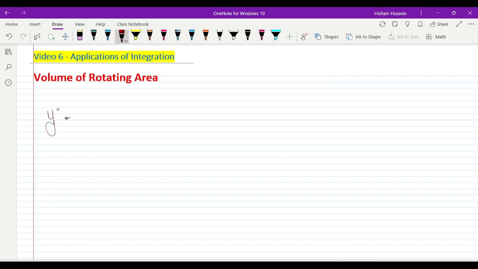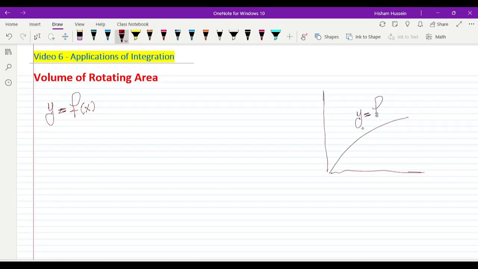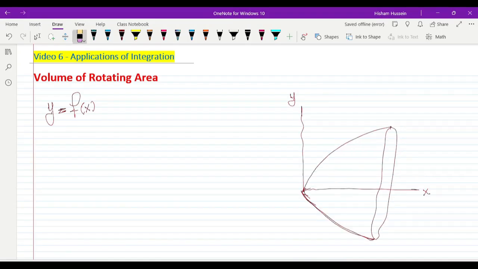Assume a curve y equals f of x in the xy plane, and this curve is rotating about one of the axes: the x-axis, the y-axis, or even a horizontal or vertical axis. Here is y equals f of x in general, and this is the resulting shape after rotation about the x-axis.